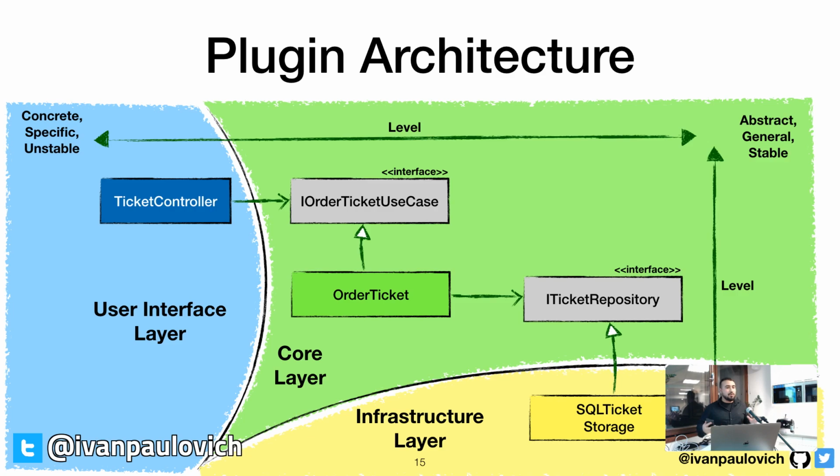Now we need to go deep onto this plugin argument. Just to introduce the idea, on the green side we have these highly abstract objects. We have this IOrderTicket, it's an interface, and ITicketRepository is another interface. We can see that the user interface and infrastructure layers are very concrete. They are implementing these interfaces very specific to the UI or to the database. And we can see that the core layer is independent.